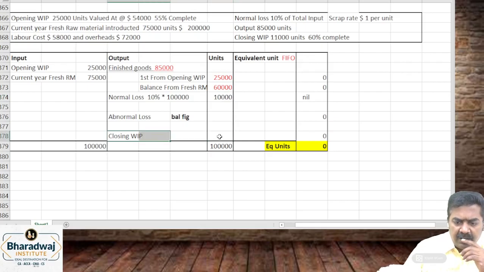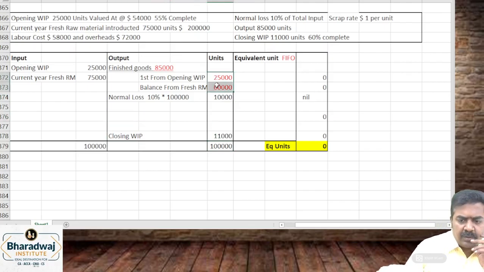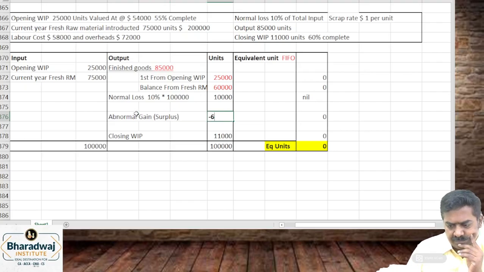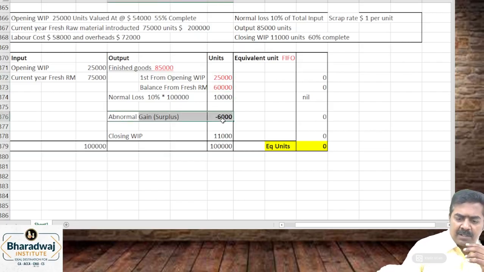Closing WIP given 11,000 units. You just add and see. 25 plus 65, 85 plus 10, 95 plus 11. 1 lakh 6,000 you get. But total is only 1 lakh, which means there is an abnormal gain. Surplus. Abnormal gain, there is a surplus. Abnormal loss is shortage. Abnormal gain is a surplus.